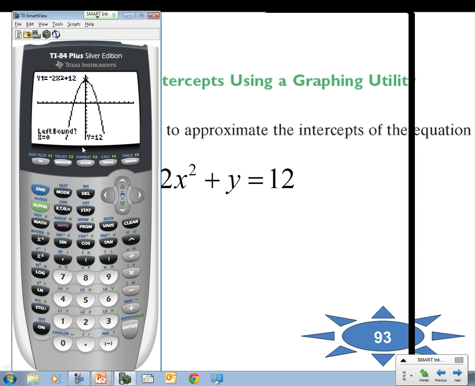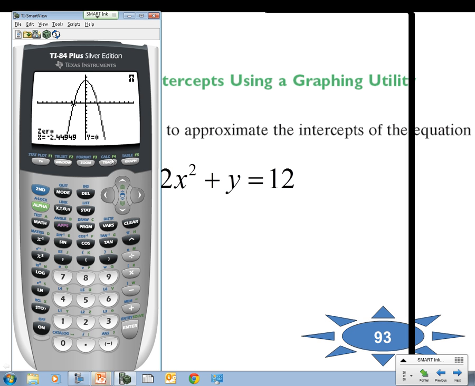What this does is it brings you back to your graph, and it asks you first for the left bound. That means go a little bit to the left of where you think the 0 is. So I'm going to move my cursor a little bit to the left, it doesn't need to be precise, and hit enter. Right bound, we go a little bit to the right and hit enter. And then guess, as close as we can to where we think the intercept is. Here we go, intercept negative 2.449.